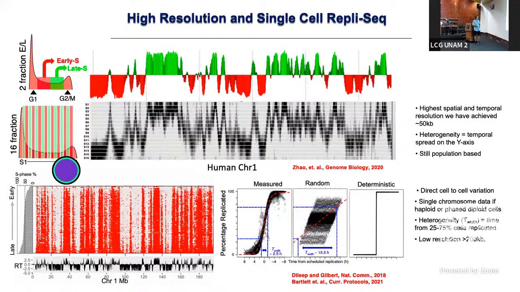Real single cell data is shown down here. The problem with this data is it's much lower resolution, but it is direct cell-to-cell variation. And really, single cell repli-seq is whole genome sequencing, because early replicating sequences are going to be more represented than late replicating sequences. Okay, so when something replicates, it's twice the copy number as when it doesn't, before it replicates.